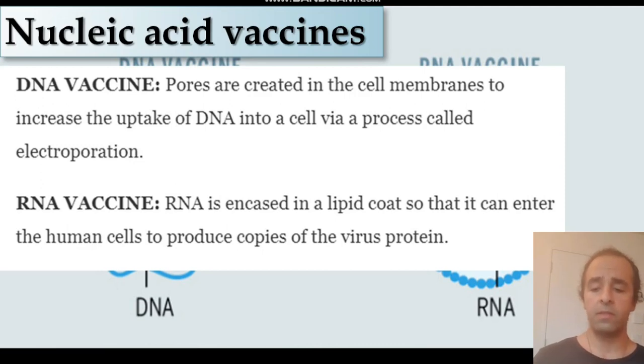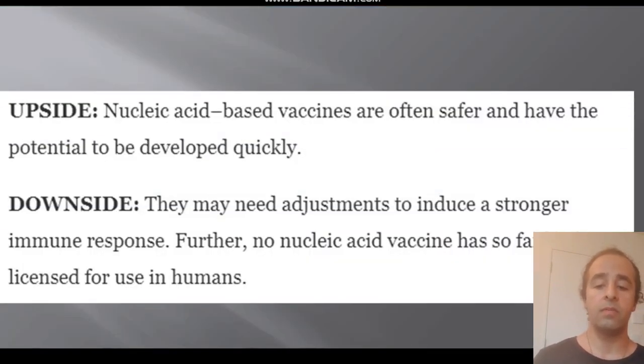The benefit of this method is that nucleic acid-based vaccines are often safer and have the potential to be developed quickly, but the downside is that there has been no test of such a vaccine on humans before, so they need to be very cautious about it. So these are the methods currently being used to create the coronavirus vaccine.